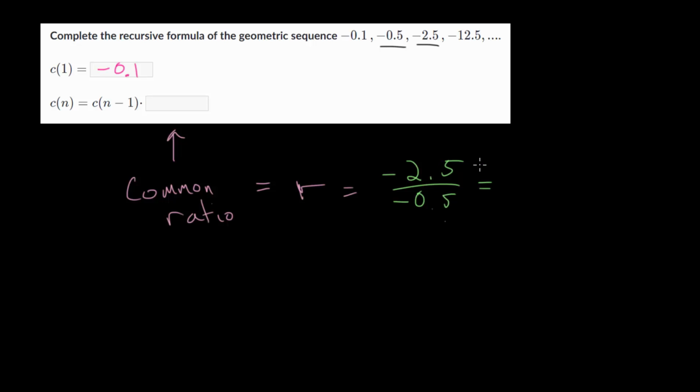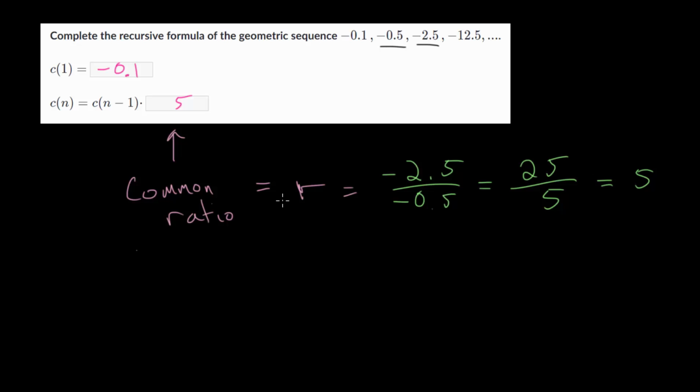And let's do something similar to what we did in the last problem. Let's just make these whole numbers by multiplying top and bottom by 10. So you get 25 up top and 5 down below, essentially. The decimal just moves when you multiply by 10. And 25 divided by 5 is 5. So it looks like we're multiplying by 5 going from one term to the next, which, looking at the numbers, does make sense. So our common ratio in this case is simply 5.